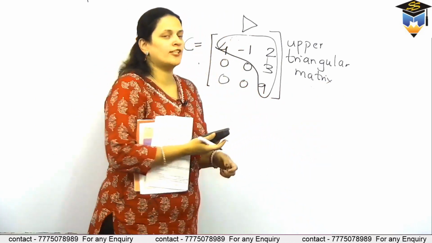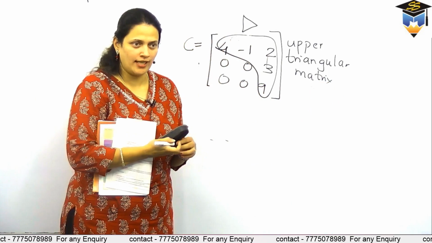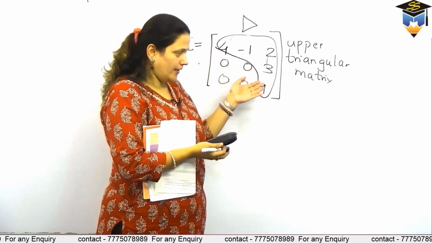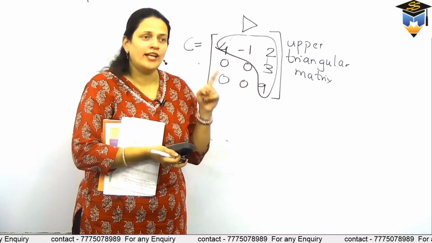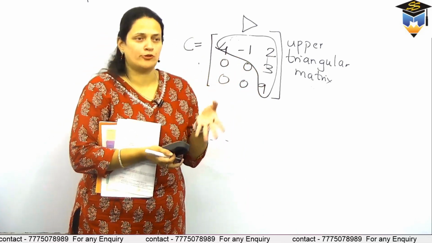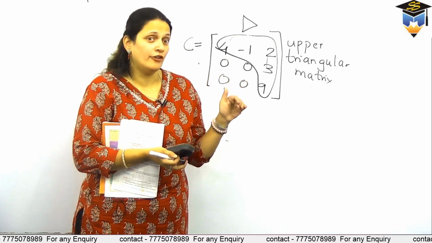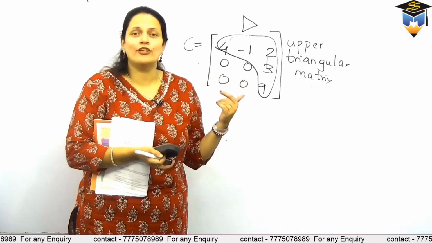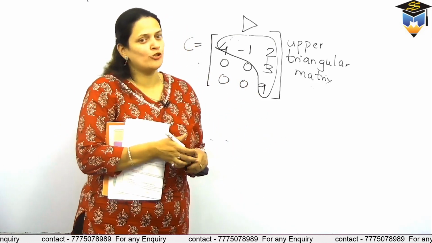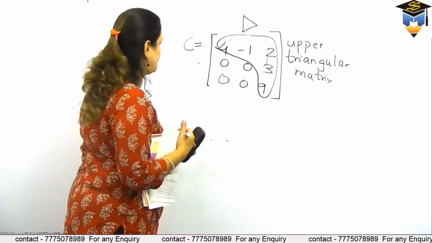So this matrix is of the order 3 by 3 because the number of rows and columns are equal. But there is a condition. Whenever i is greater than j, then we say it's an upper triangular matrix. And whenever i is less than j, we call it a lower triangular matrix. So I'm now going to show you a lower triangular matrix.